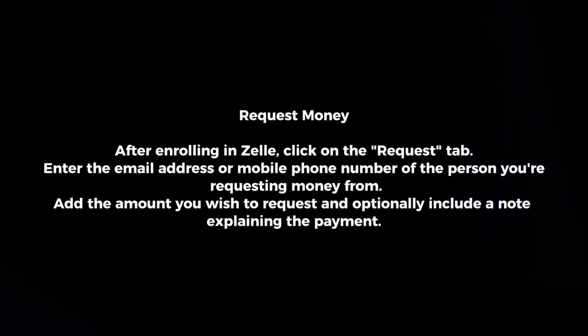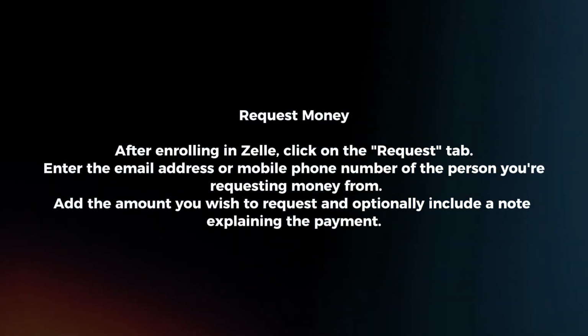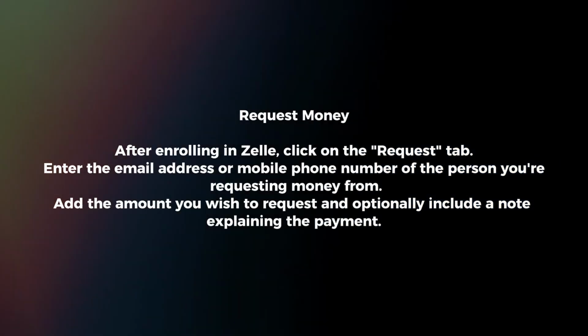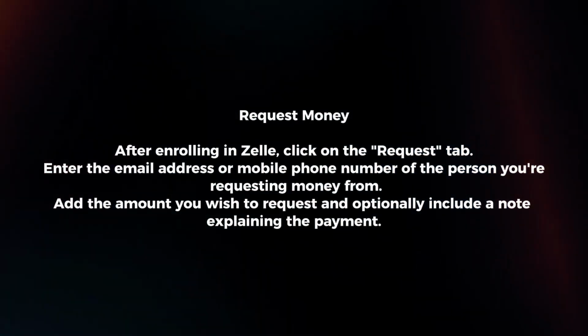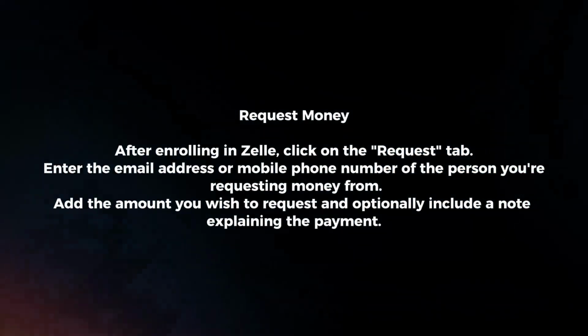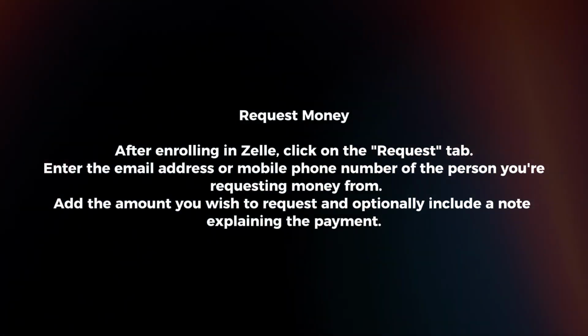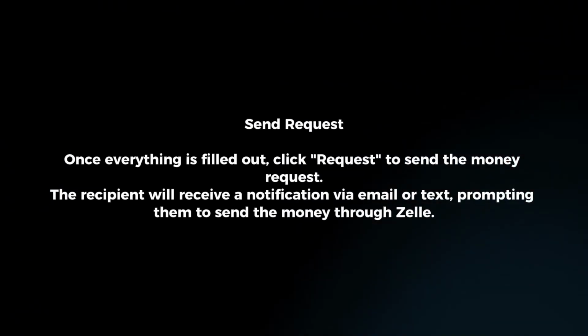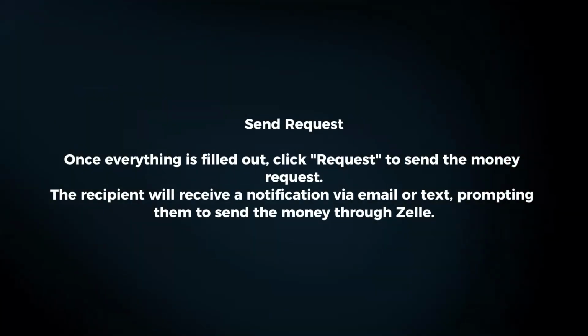Request money. After enrolling in Zelle, click on the Request tab. Enter the email address or mobile phone number of the person you're requesting money from. Add the amount you wish to request and optionally include a note explaining the payment. Send request. Once everything is filled out, click Request to send a money request.